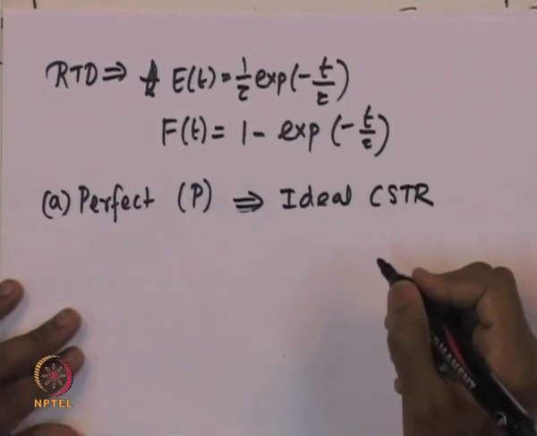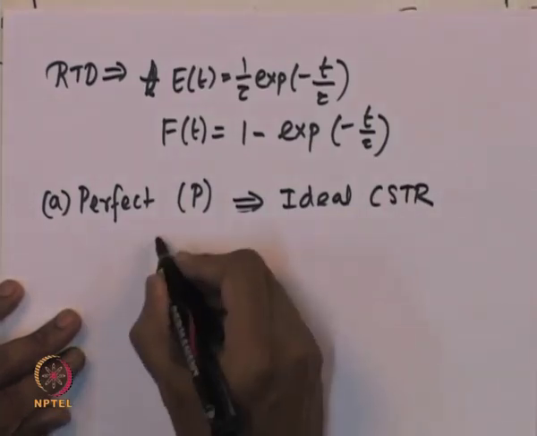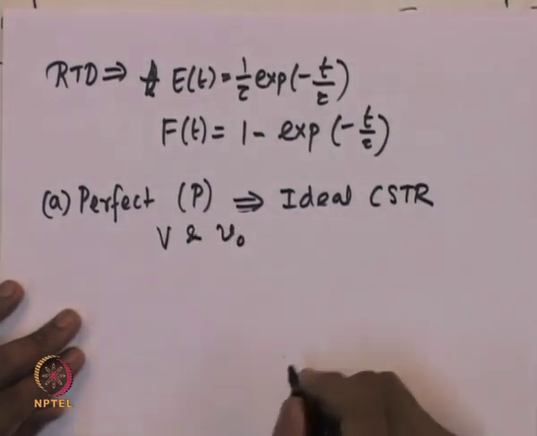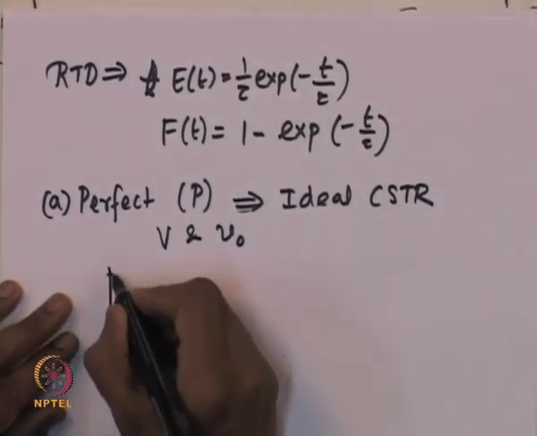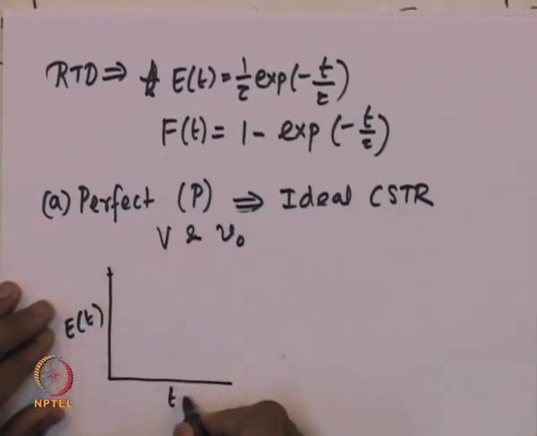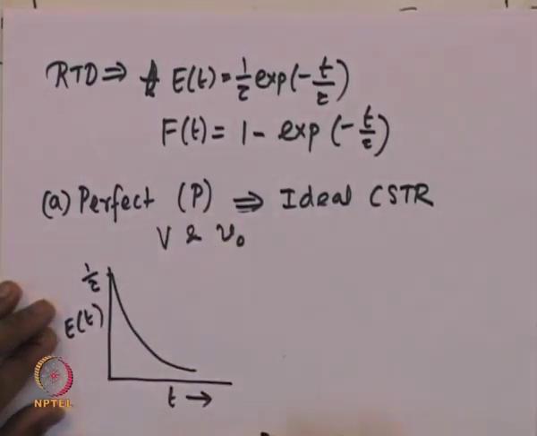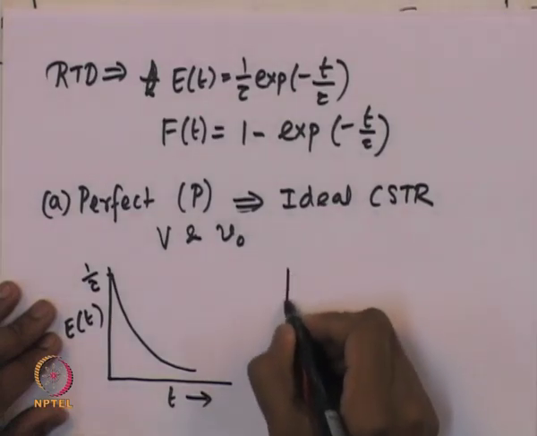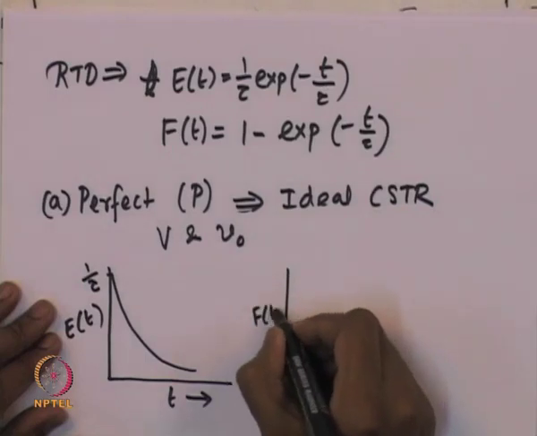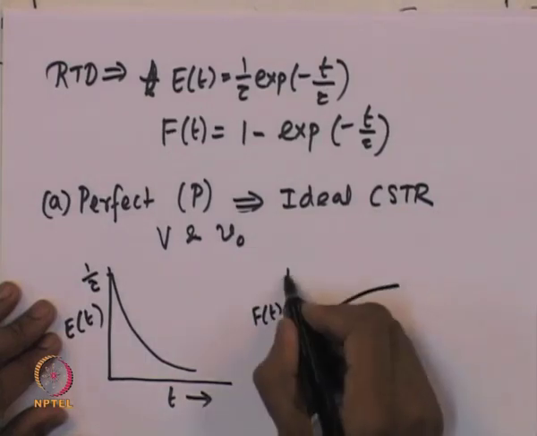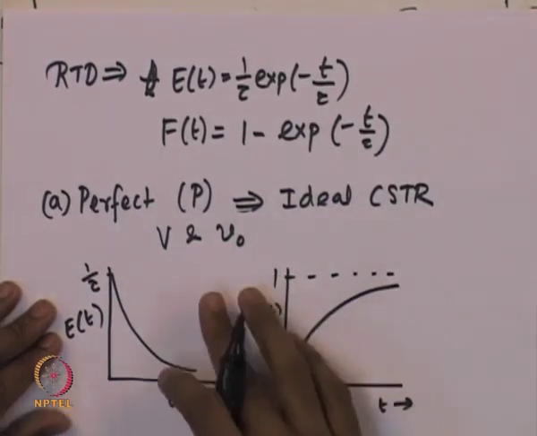The volume and the volumetric flow rate are the measurable quantities of a real reactor. Let us say we know the volume and the volumetric flow rate with which the fluid is flowing inside the CSTR. So, we know the residence time distribution curve, E(t) versus t, which starts at 1/tau and then decreases with time. And we know the corresponding F curve, which is an exponentially increasing function that goes all the way up to 1. So, this is the F curve and the E curve for a CSTR.